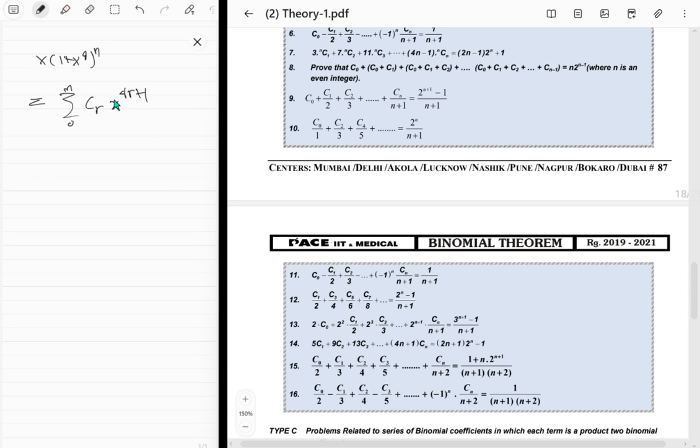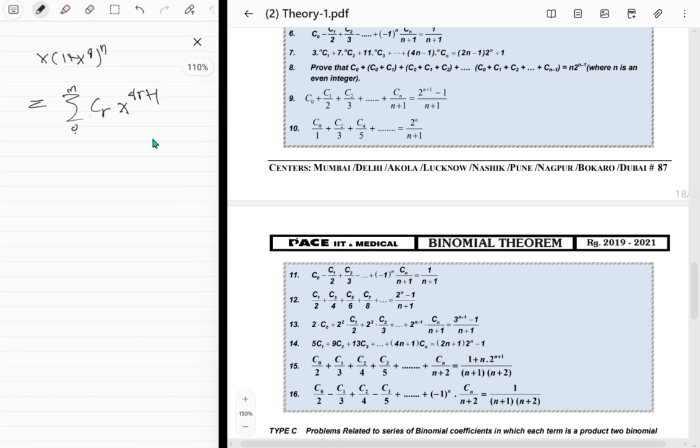When you differentiate, you get (4r plus 1) CR x power 4r. You put x equal to 1 in there, and then you just get (4r plus 1) CR. When you put r equal to 0, you just get 1 C0, and then with r equal to 1, you'll get 5 C1, and so on. So that's what we're looking for, right? So we're just going to differentiate it.